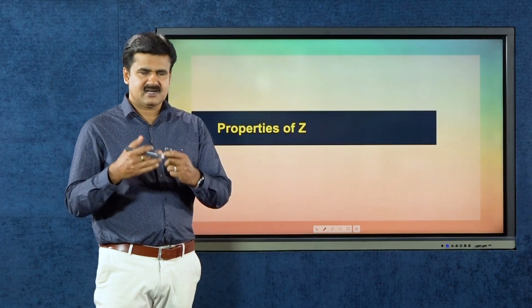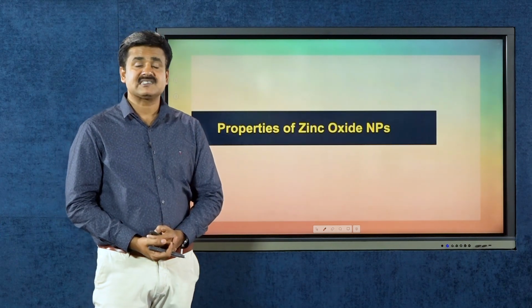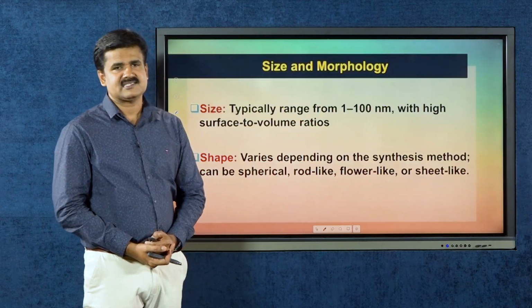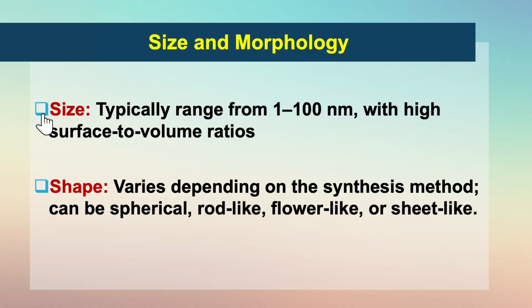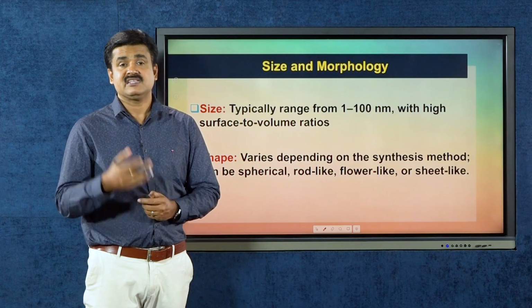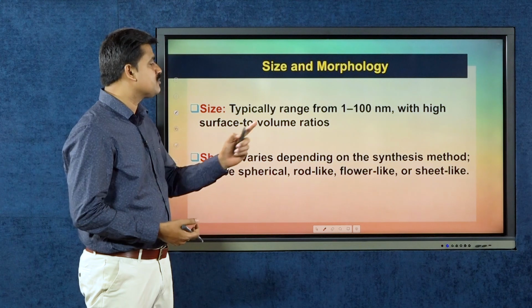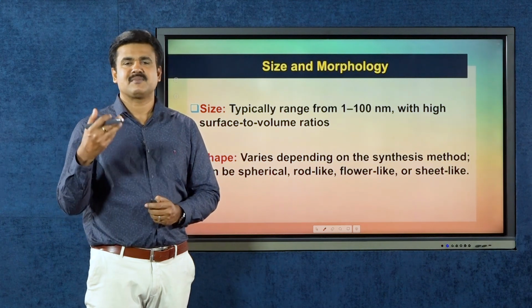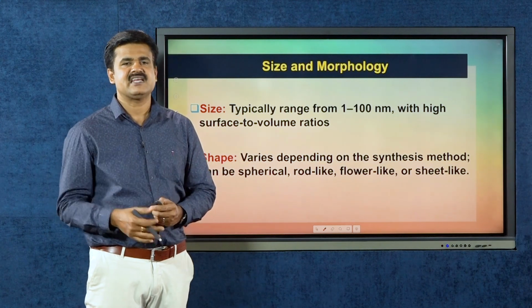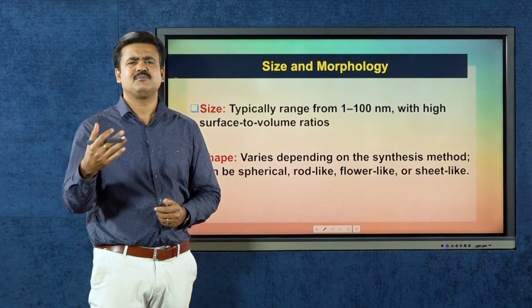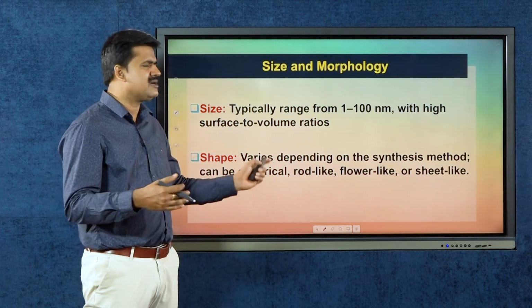Now, we are discussing the properties of zinc oxide nanoparticles. The size definitely ranges from 1 to 100 nanometer with a very high surface area. The shape of the zinc oxide nanoparticle may in general be spherical, but the shape depends on the synthetic procedure we adopt. It may sometimes be rod-like, flower-like, sheet-like, etc. But the most popular geometry is the spherical shape.